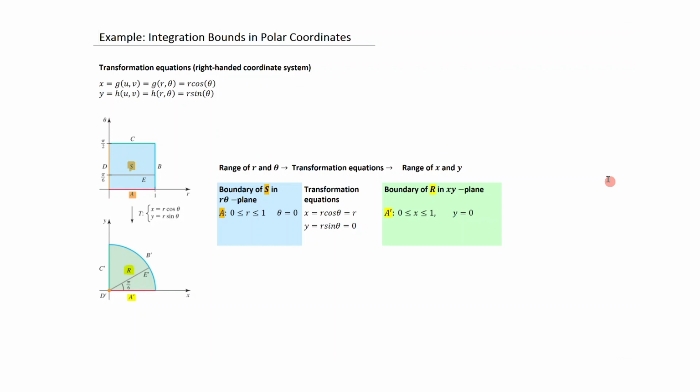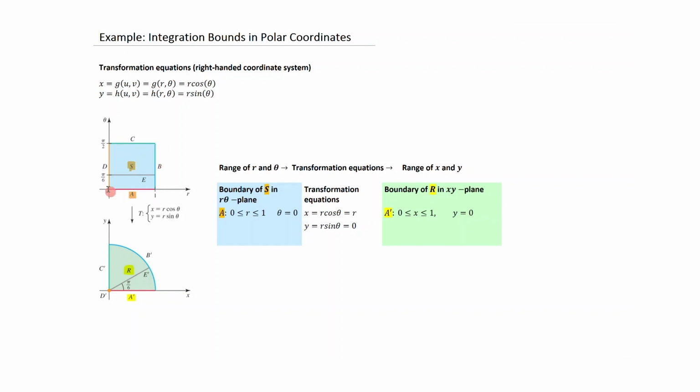All right, so let's take an example here. These are integration bounds in polar coordinates. x is a function of u and v, but we're going to replace u by r and v by theta, to be consistent with how you understand polar coordinates. So x will take on this form, y will take on this form. What we're going to do is take a region in the r theta plane, which is the one shown here. It shows, for instance, that the boundary of this region goes from 0 to 1 for r, and from 0 to pi over 2 for theta.